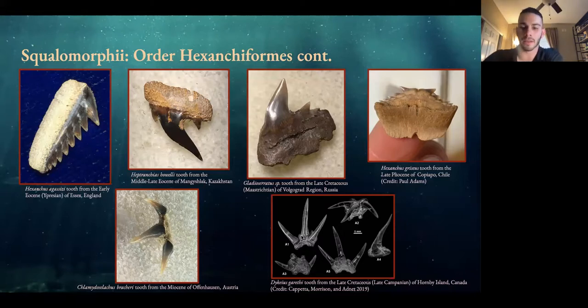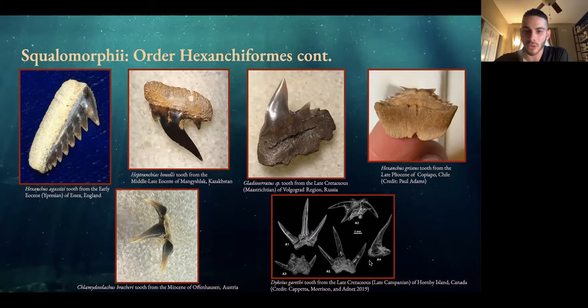Recently, in the late Campanian of Hornby Island, we described a shark called Dykeius garethi, which is essentially a Chlamydoselachus on steroids. This was a frill shark the size of a great white, which is a scary thought to think about. These have very elongated prongs or cusps.